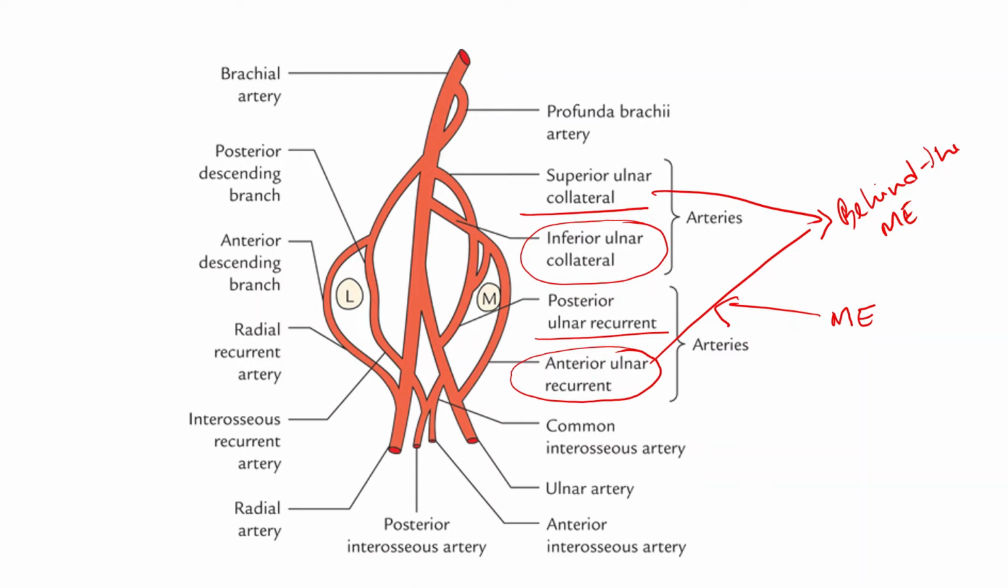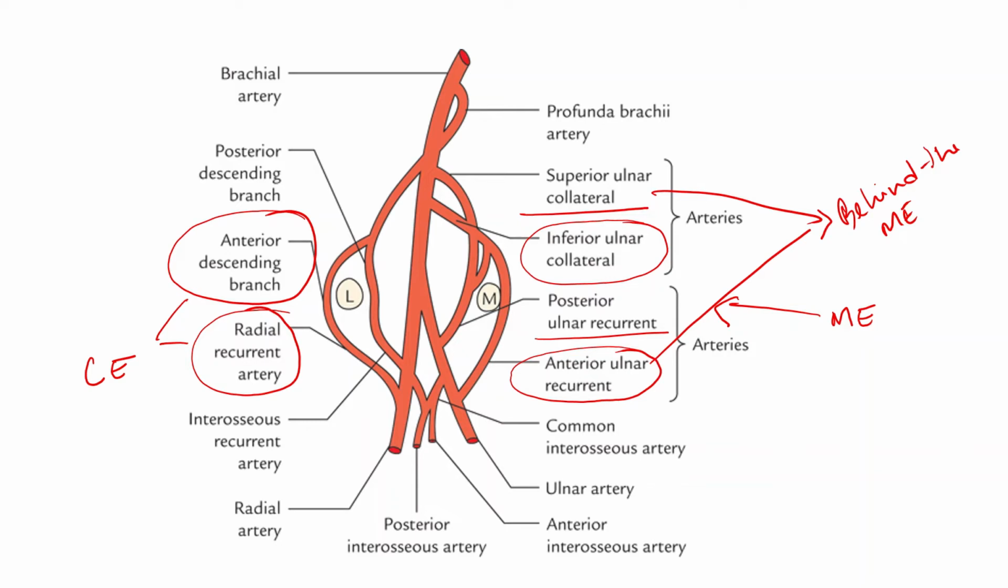Moving on to the anastomosis around the lateral epicondyle. There is anastomosis in front of the lateral epicondyle and behind the lateral epicondyle. The anastomosis in front of the lateral epicondyle is between the radial recurrent branch of the radial artery from below and the anterior descending branch of the profunda brachii artery from above. So this is about the anterior part of the lateral epicondyle.